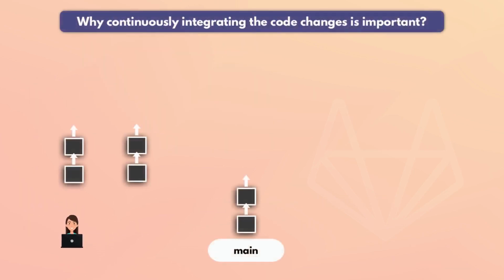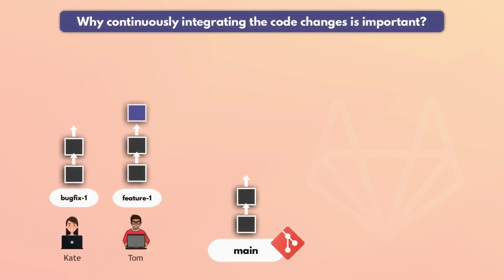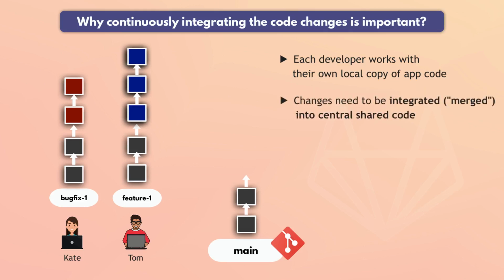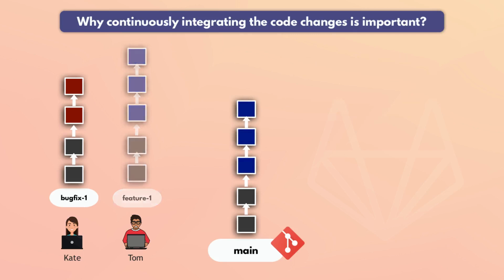So you have the main branch. Developers are working on code in parallel, each of them having their own local copy of that code. So they make changes to the same code base locally. And changes of these developers need to be integrated or merged to that central shared code. So the first developer, let's call him Tom, checks in or adds the local changes that he's been working on for days to the main branch.